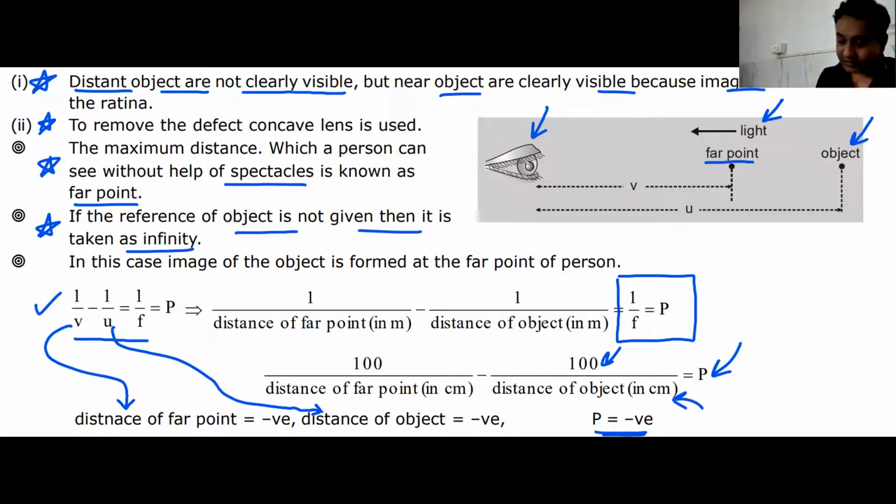I'll give you a minute to note this thing down. Remember, if U is not given, if the distance of the object is not given, reference of the object is not given, you will always take it as infinity. I'll give you a minute to note everything down. I'll be back after a minute.